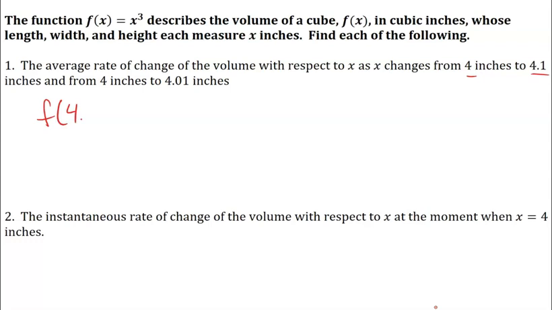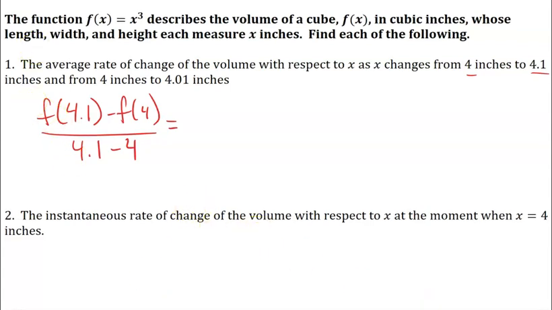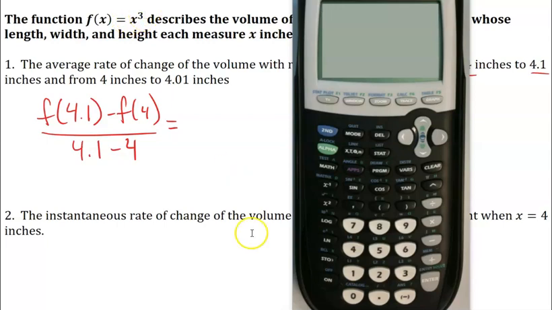So f of 4.1 minus f of 4 over 4.1 minus 4, okay, which is going to be, since my function is just x cubed, I'm just going to type 4.1 cubed minus 4 cubed. If you want to plug this into your function and then evaluate, like evaluate y1 at 4.1 and at 4, you're welcome to do that, but it's not a very complicated function. So I'm going to do it all in one step actually. So I'm going to do 4.1 to the third.